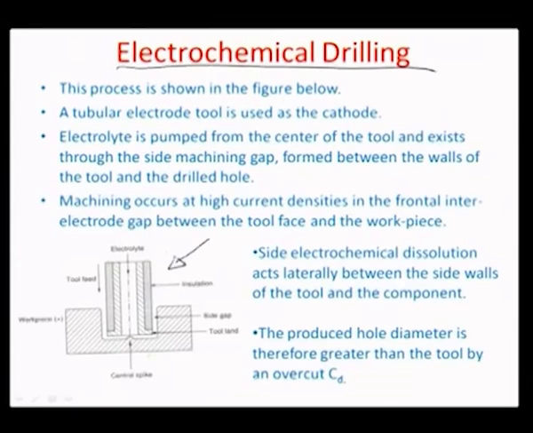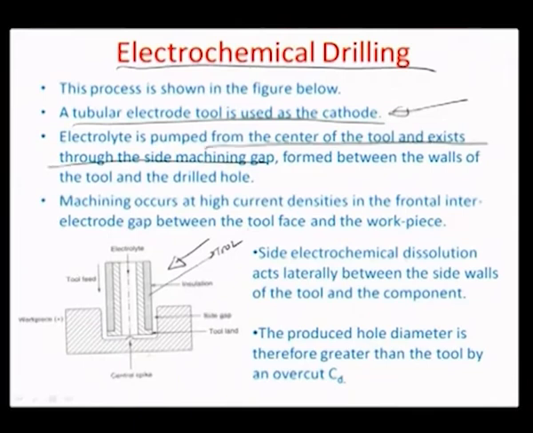So you have a tubular electrode which is used as a cathode in this case, which is also the tool. Okay, so this is the tool side. The electrolyte is pumped from the center of the tool and exits through the side machining gaps. So the electrolyte is transported in this axis of the tool and it emanates sidewise. So it goes between the workpiece and the tool, in the machining gap which is formulated here.